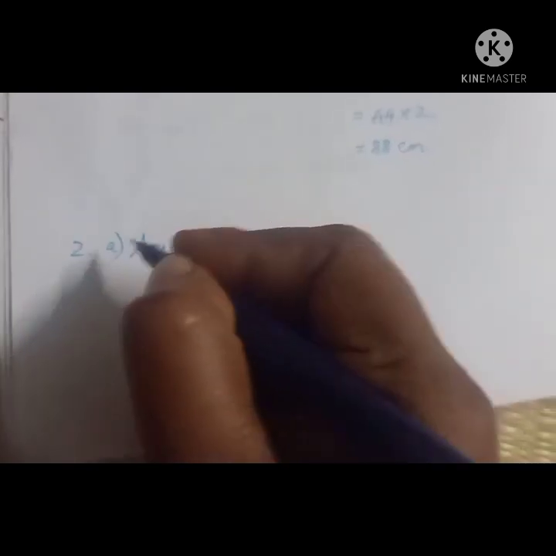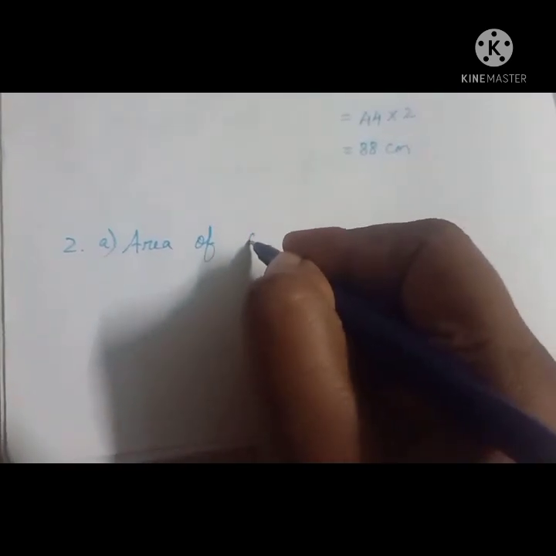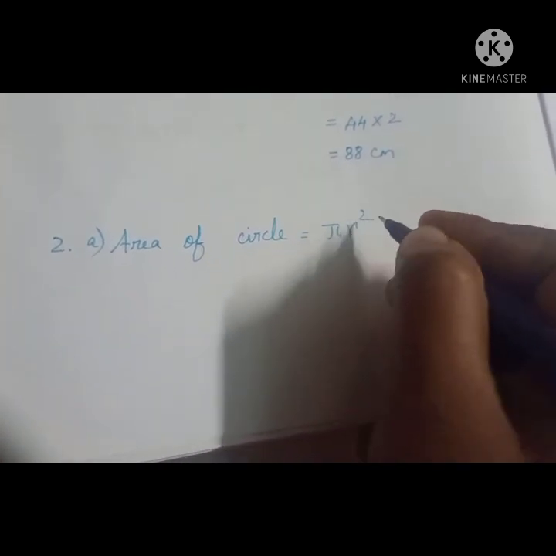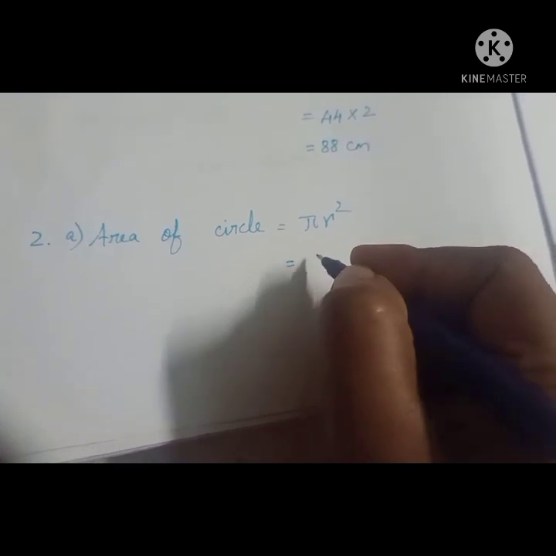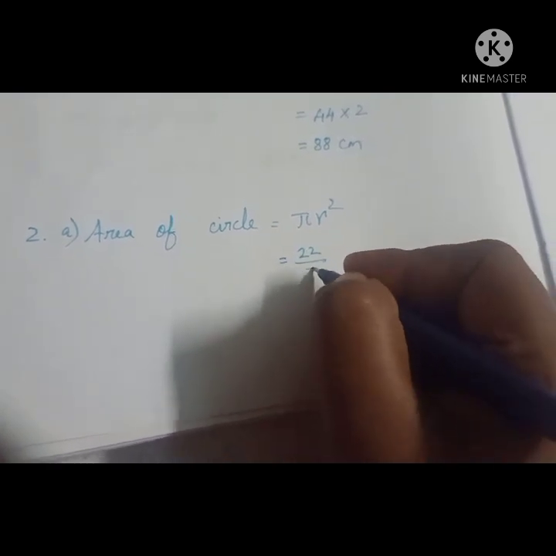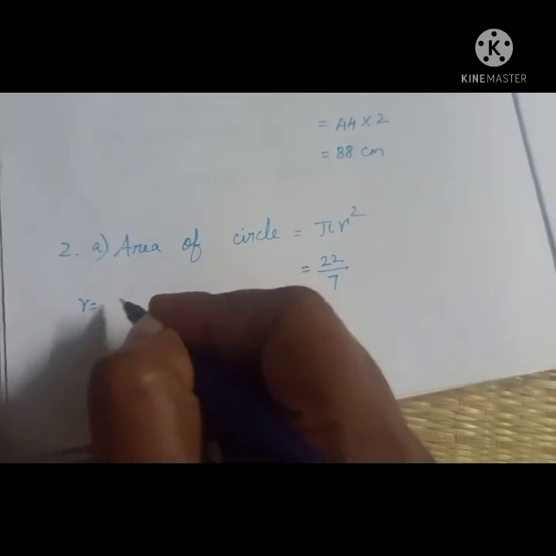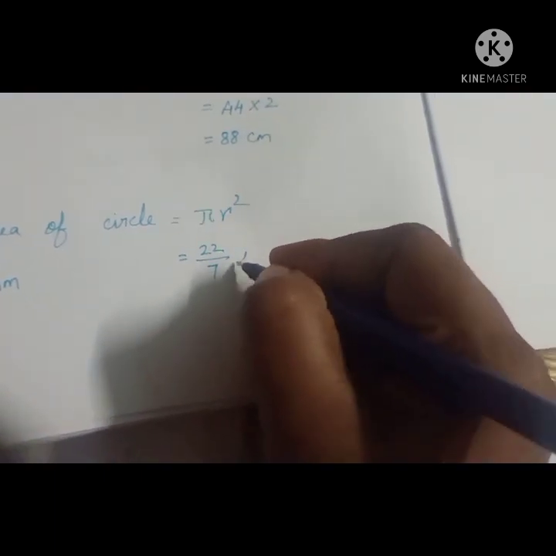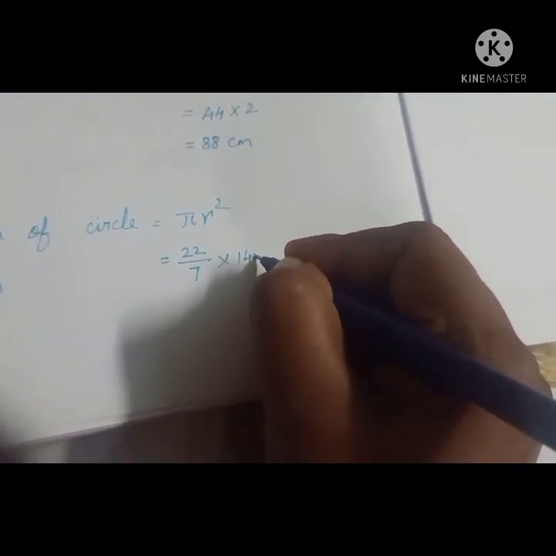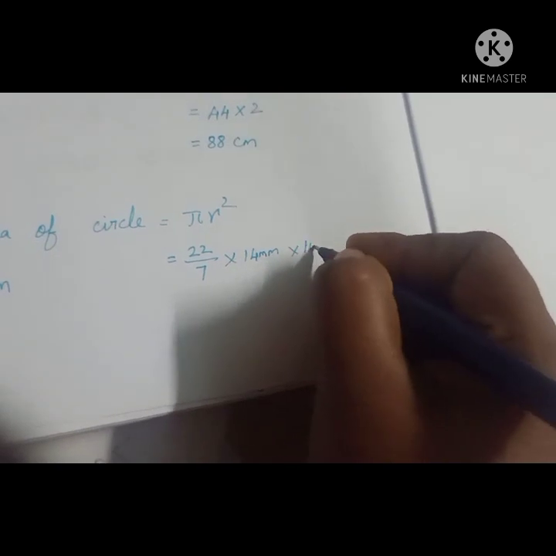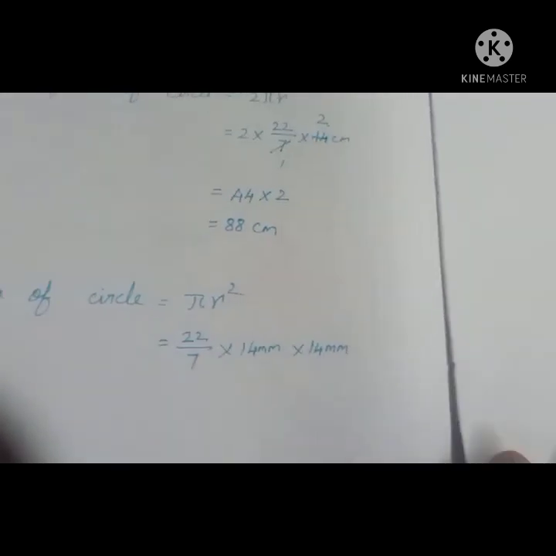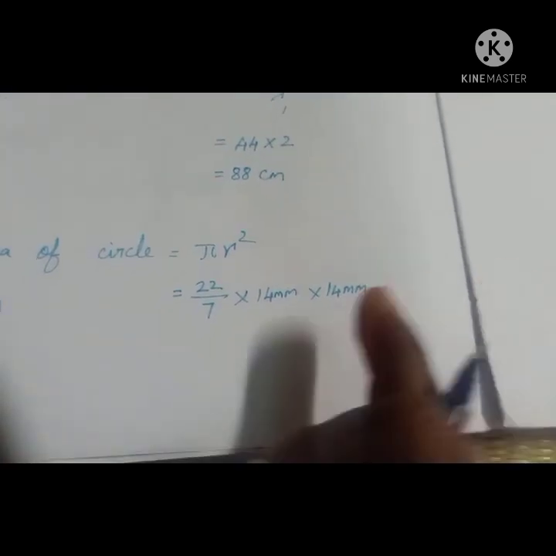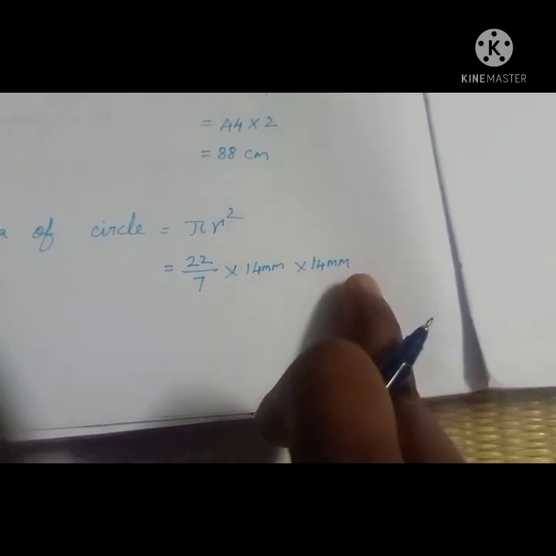So to find the area of the circle, second one, A sum, area of the circle, we know the formula pi r square. Okay, what is the value of pi? 22/7. What is r given? 14 millimeter. So multiply 14 millimeter into 14. Why 2 times? Yes, of course, r square. Square means r refers 2 times. So we have to write the value of r as 2 times.